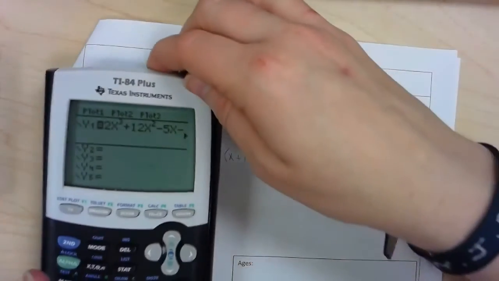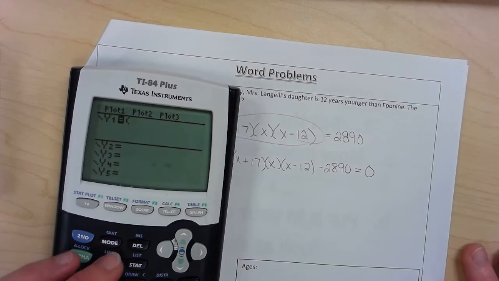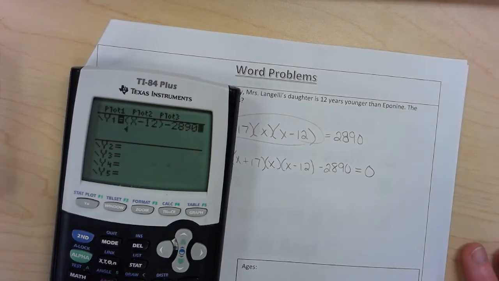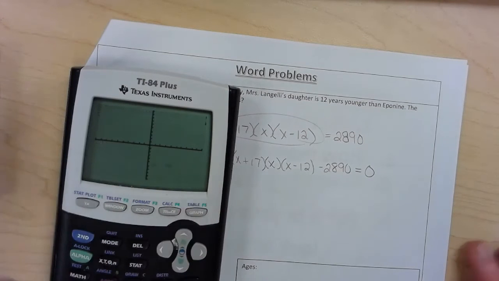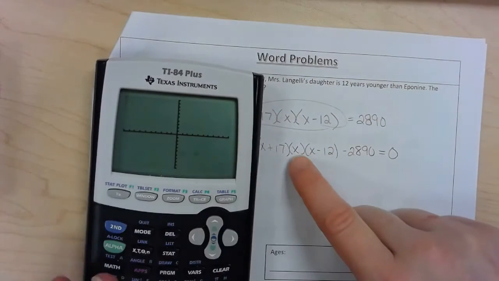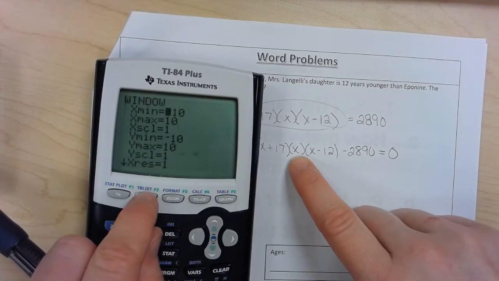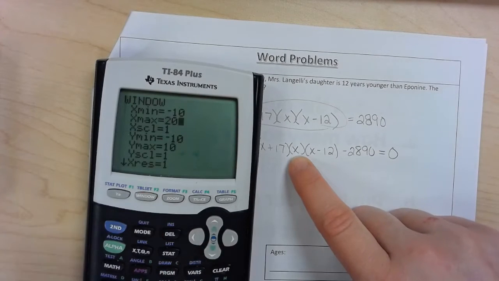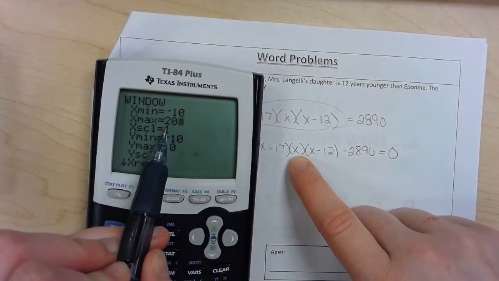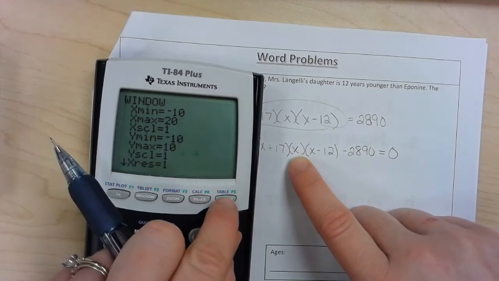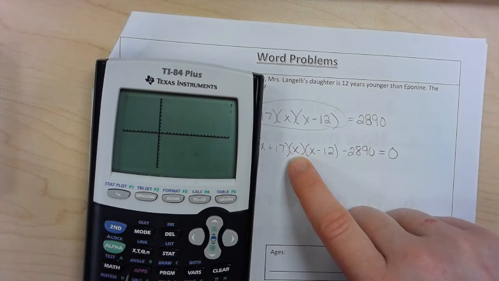So if I grab my calculator, type it in, I have x plus 17 times x minus 12, and then that really big minus 2890. When I hit graph, I'm not going to see the graph at all. It's kind of a problem. Well, the reason is because we're trying to solve for Eponine's age, and this only goes to 10. So if I hit my window, why don't we go to 20? She's not 10 years old, but I'm going to guess she's before 20. So if I hit graph, I'm going to see if I can see now where it crosses.